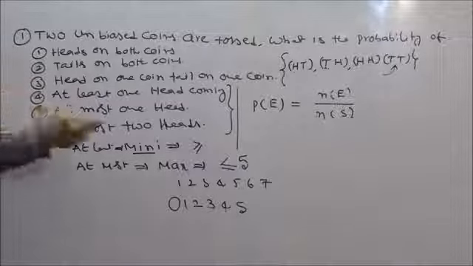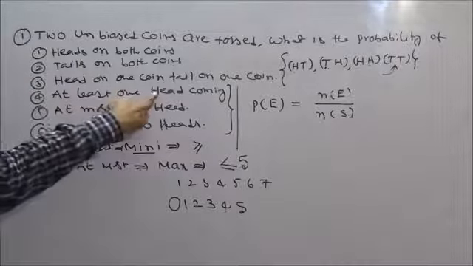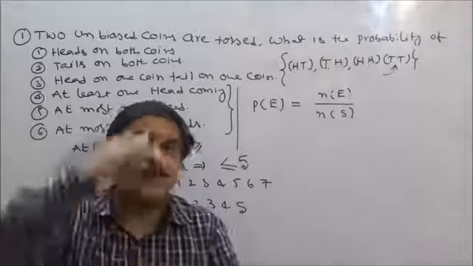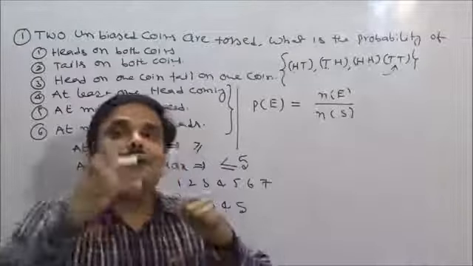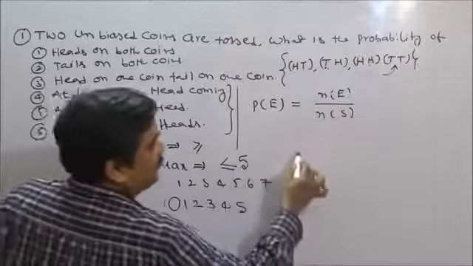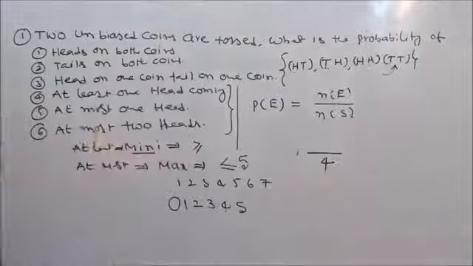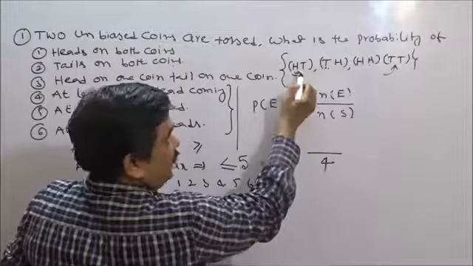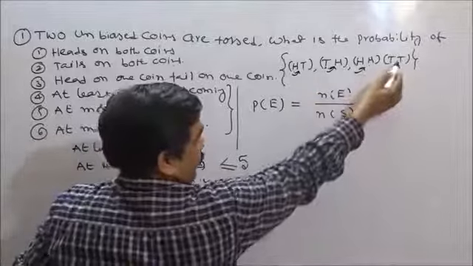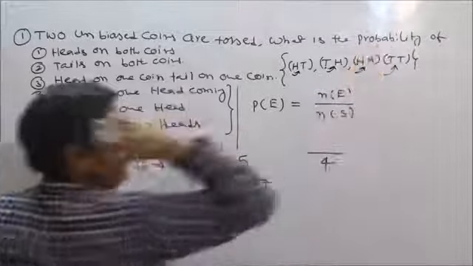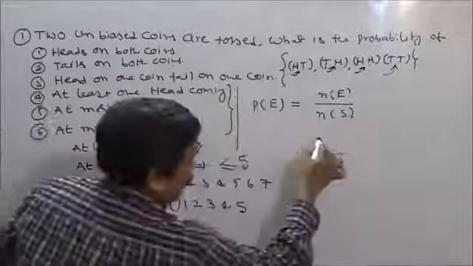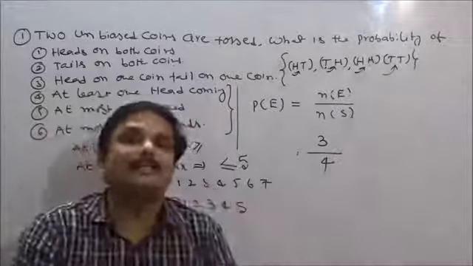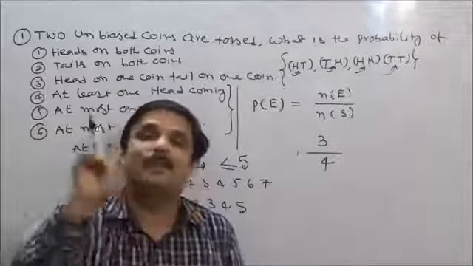The fourth one. Fourth one says at least one head coming. What do you mean by at least one head? One or more than one head. How many possibilities are there? Anyway, the sample space is 4. Now at least one head, one or more than one. Now this can be taken, except this. Remaining 3 should be taken. Now it should be 3 out of 4. 3 by 4 probability, 75% probability.